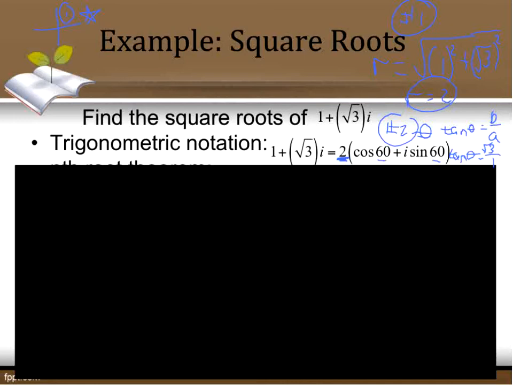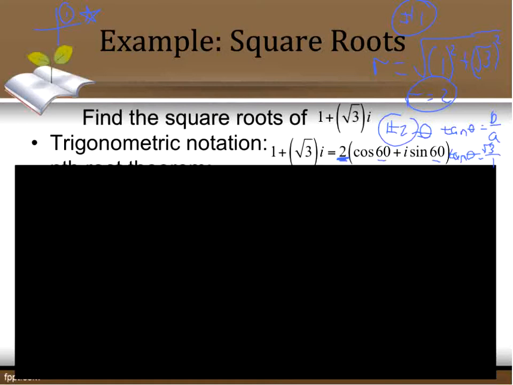Hopefully the pieces of the puzzle are coming together better for you guys now. So step 1, you always have to find r. Step 2, you have to find theta. And this is how you find theta each time. Tangent theta equals b over a. So far so good? R and theta?